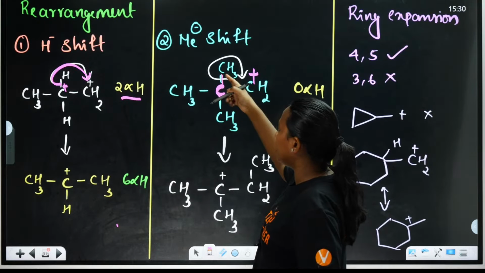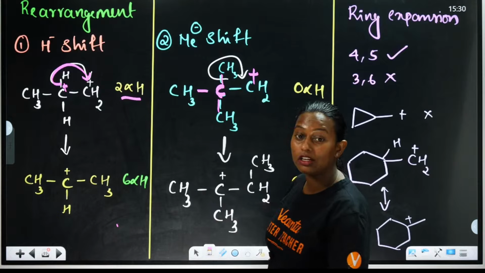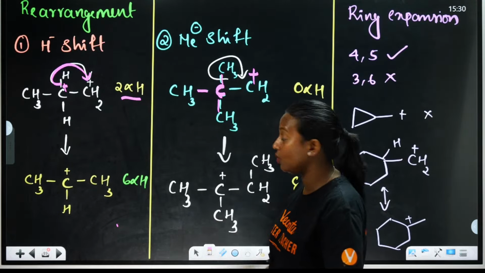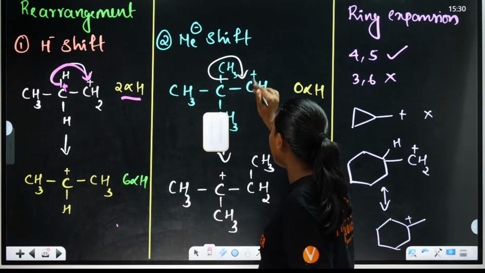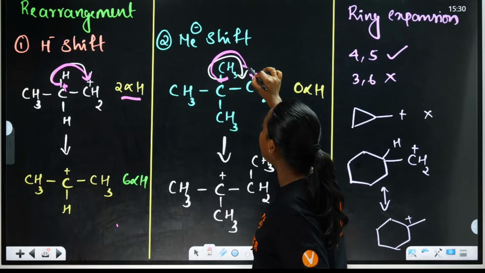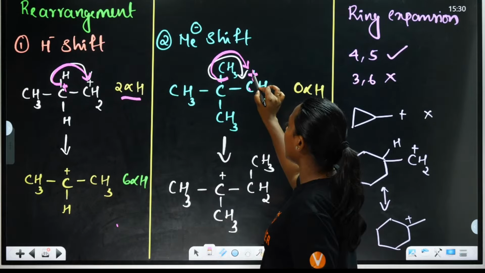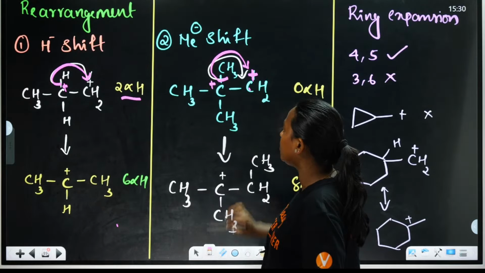This alpha carbon contains CH3, another CH3, another CH3. There is no alpha hydrogen. Okay, zero alpha hydrogen here. So this methyl will shift to this carbon, and this carbocation, or positive charge, will shift here.